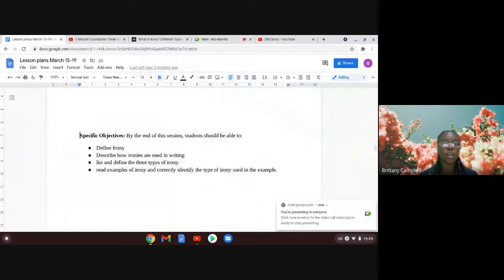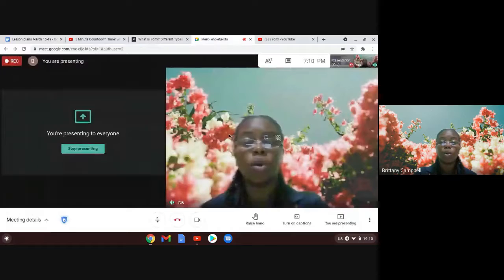Now, for this session, by the end of this session, you should be able to define irony. You should be able to describe how ironies are used in writing. You should be able to list and define the three types of irony, and you should be able to read examples of irony and correctly identify the type of irony used in the example. So those are our objectives that we will be focusing on. All right. So in fact, we are looking at irony.